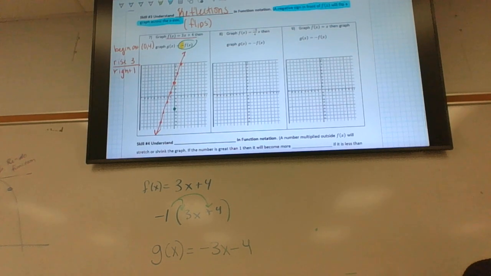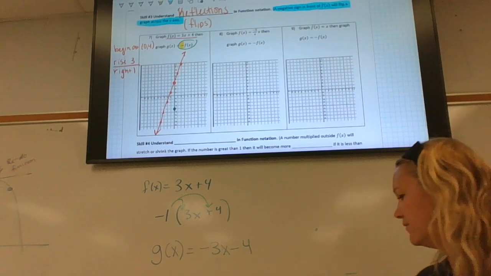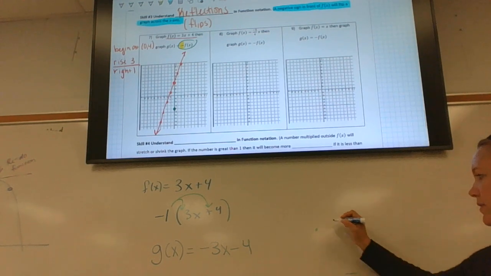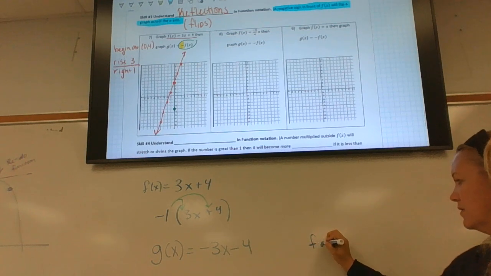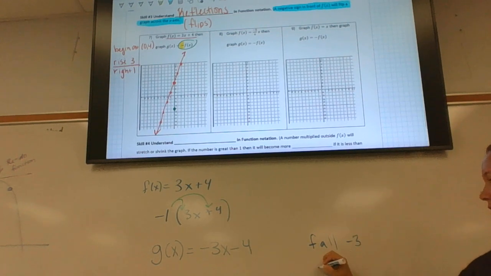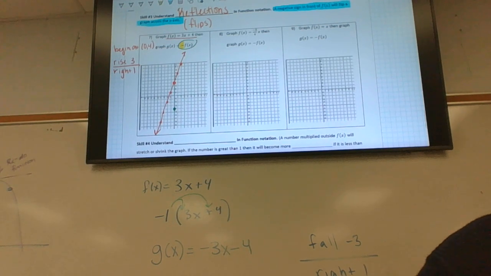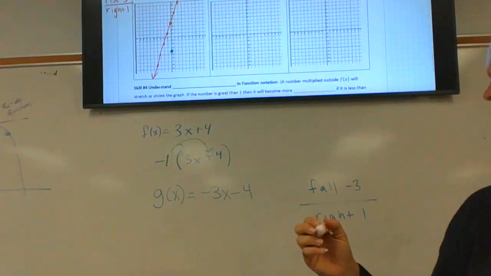All right. So to graph this one, of course, the negative slope is more difficult. But what I want to do is I'm going to fall 3 units and still go right 1. Okay, since it's negative, I count down and right. Down and right. Starting this time at the negative 4. Down and right.